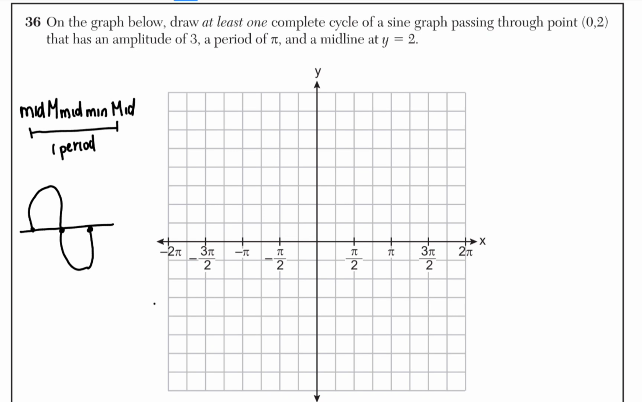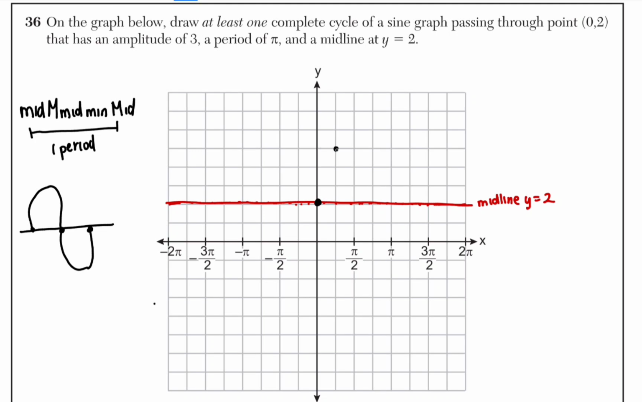So, it tells us that our midline is at y equals 2. So, it's right here. This is our midline. Okay? We can draw it out. This is our midline at y equals 2. And it must pass through the point (0, 2). It has an amplitude of 3. That means the distance from the midline to the max is 3. So if we're at our point, which is in the midline, we're going to go up 3. 1, 2, 3. And right here is going to be our maximum.